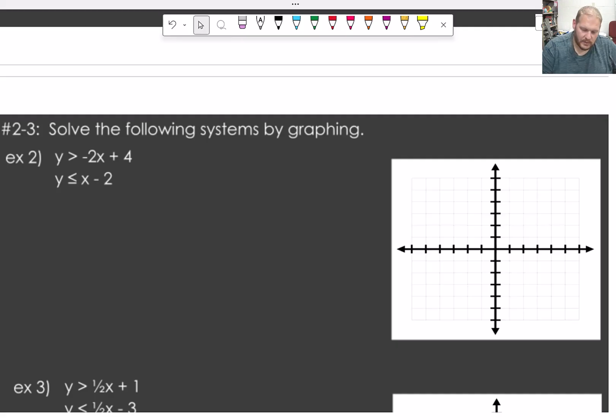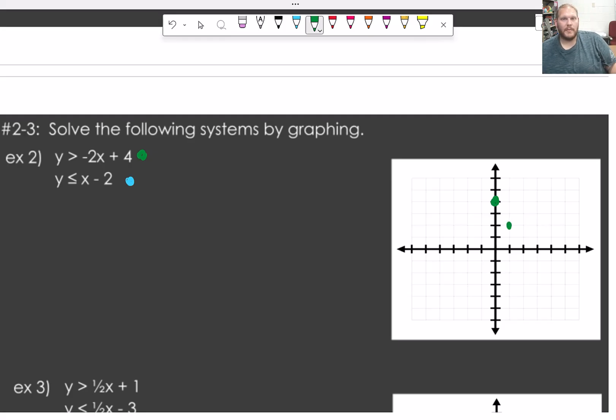All right, so in this top one, I'm going to do my bottom one in blue. I'll do my top one in green. So my top inequality is y is greater than -2x plus 4. So of course, that is a y-intercept of 4. So up 1, 2, 3, 4. And I'm going to plot that y-intercept. It has a slope of -2, so down 2 and to the right 1.